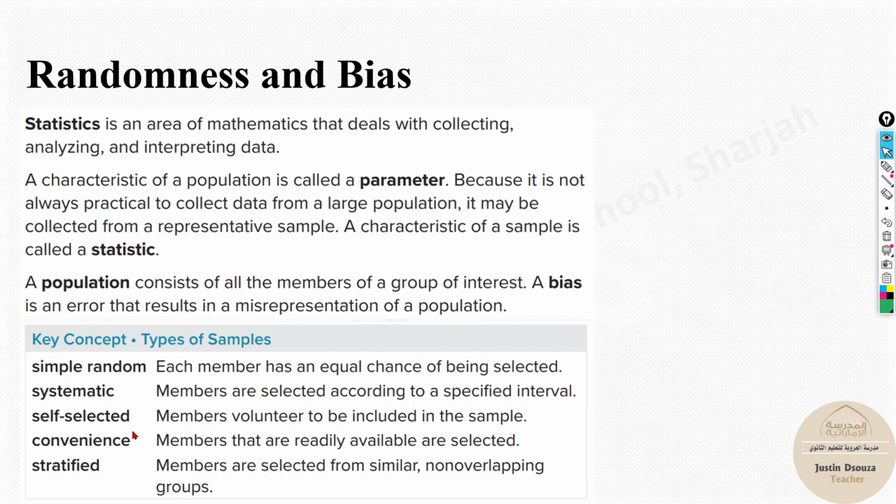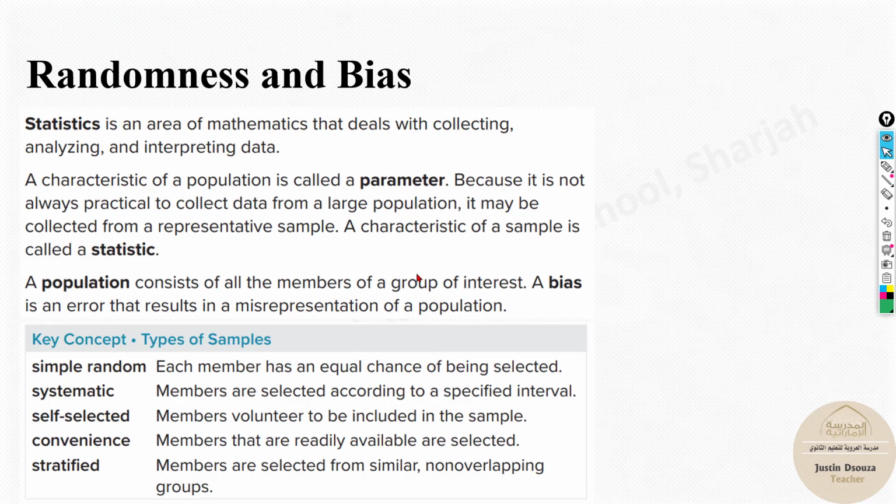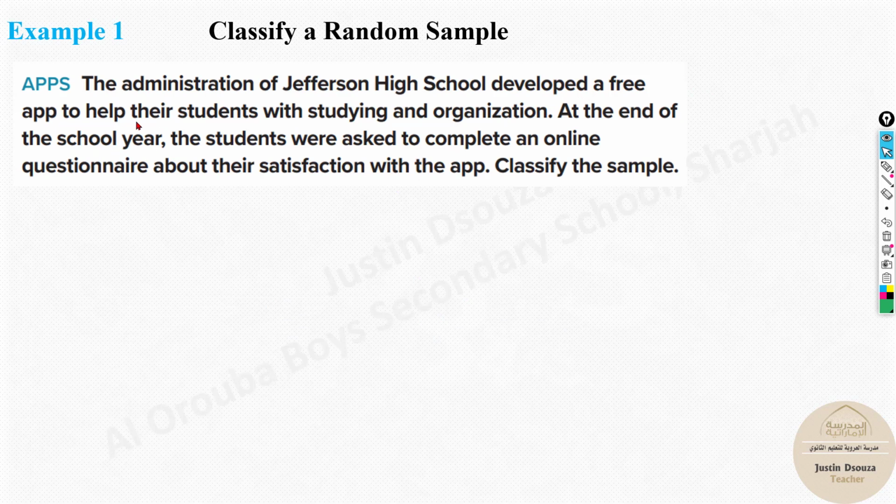So based on this knowledge, now we will see which sample is used here. There's a problem here about apps. The administration of Jefferson High School developed a free app to help their students with studying and organization. At the end of the school year, the students were asked to complete an online questionnaire about their satisfaction with the app. Classify the sample. If you look carefully, we can quickly go back and see all these. It's not stratified. There was a free app to help students study and organize, and at the end, whoever used it in the school was asked to complete the questionnaire.